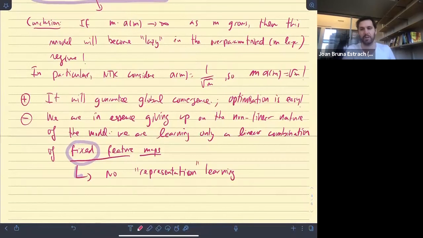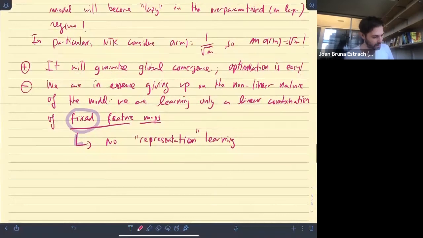When we say representation learning, we typically mean the model learns features that are useful for the task. Here there's no representation learned at all. You are just learning a linear combination of predefined features. And in fact, you can quantify the limitations of this model in many ways. So this is really typically the right way to study this.